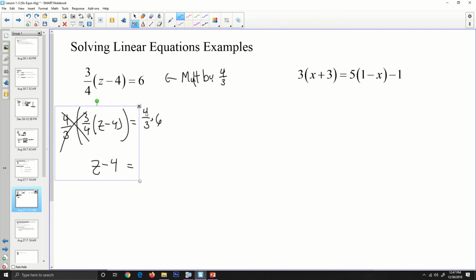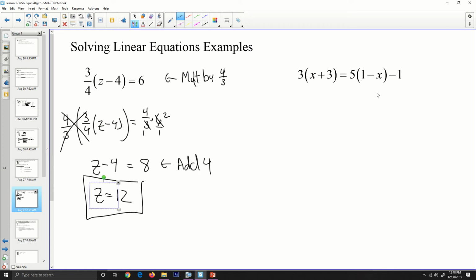And then when I multiply 4/3 times 6, well, 6 is really 6 over 1, and I can cancel along a diagonal. So 3 and 6 both have a divisor of 3. If I divide a 3 out of 3, I get 1. If I divide a 3 out of 6, I get 2. And so 2 times 4 is 8, 1 times 1 is 1. I get 8 over 1, that's going to be 8. And so here I'm going to add 4 to both sides, and it'll give me z equaling 12. And that is my solution for that one. Here, because I got whole numbers, I am going to distribute.